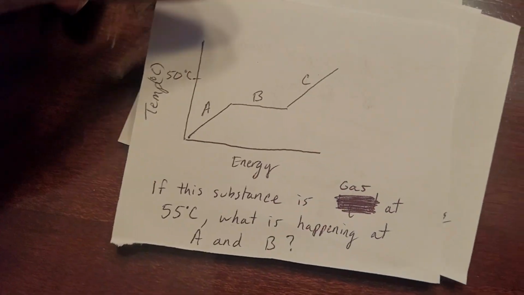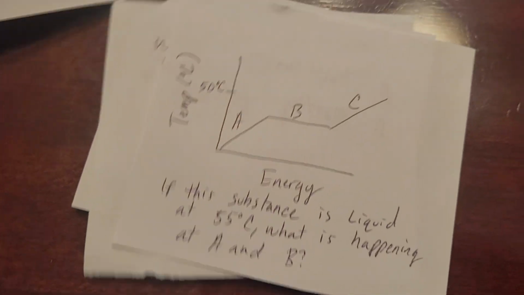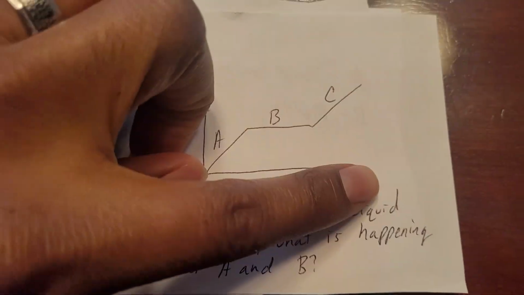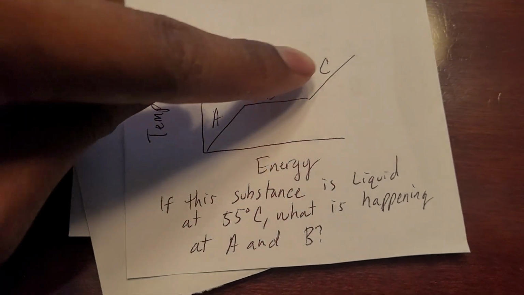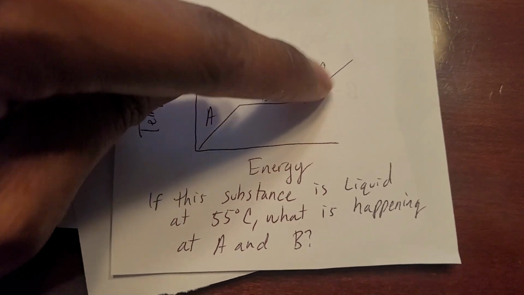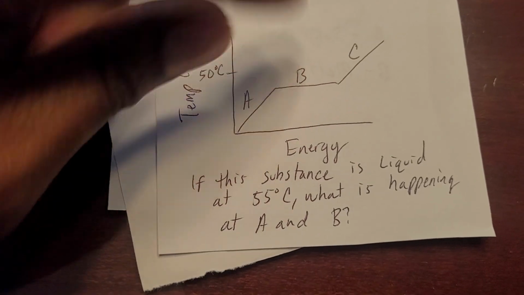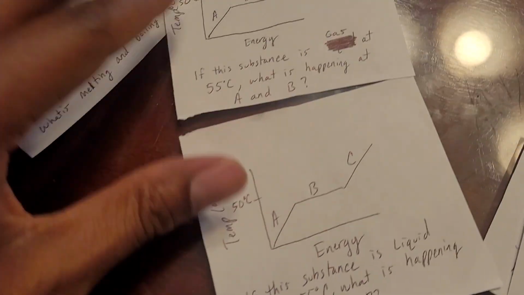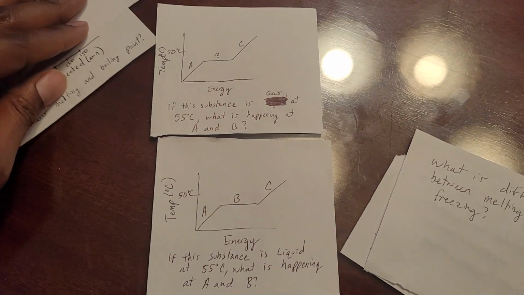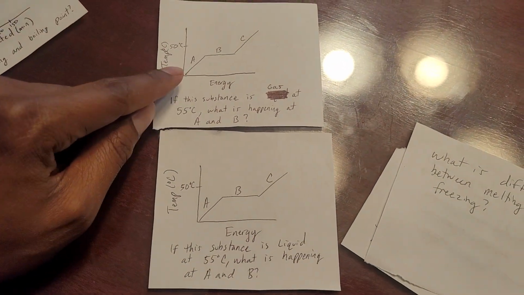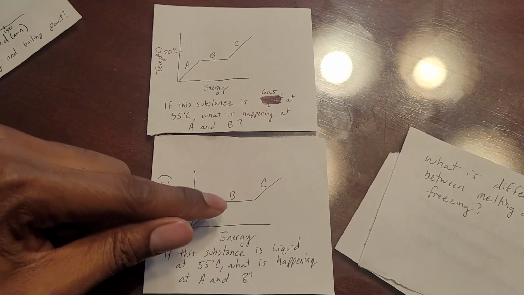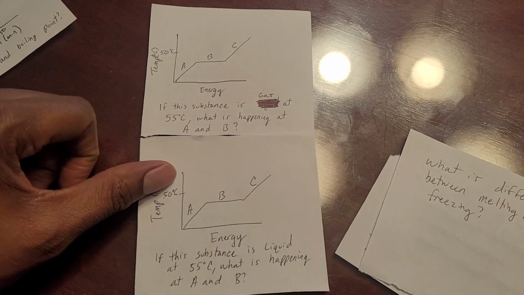But if I change this question slightly, which I did for this next card, and I said, okay, well, what if it's liquid at 55 degrees C? Same graph. So if it's liquid here, that means it must have melted here, and this was the solid. So A must be solid, B must be liquid. Okay, so the only difference between those two questions is the information that I tell you, right? When you have 2 slants, you need that additional information to be able to know what's happening where.